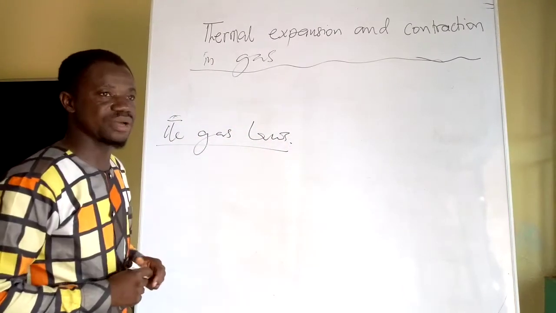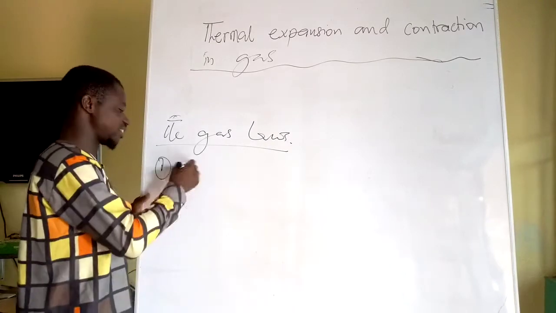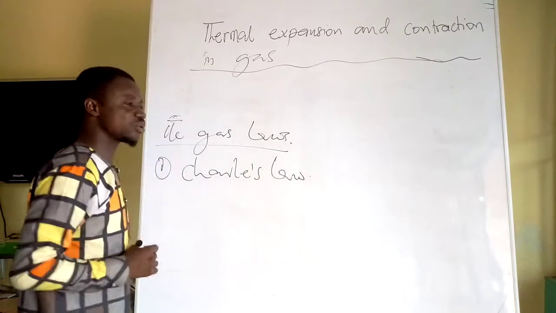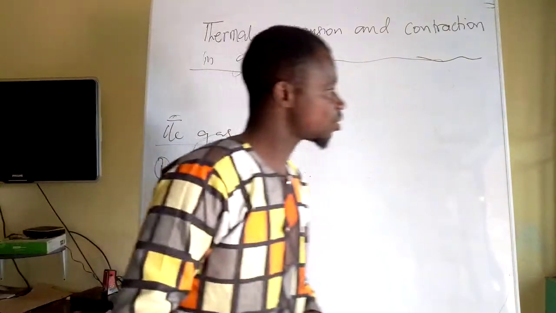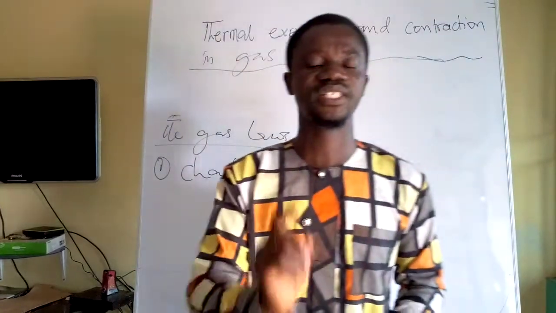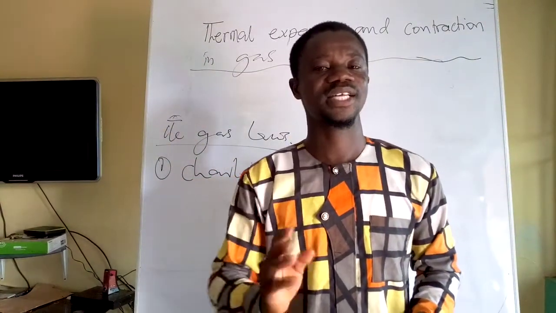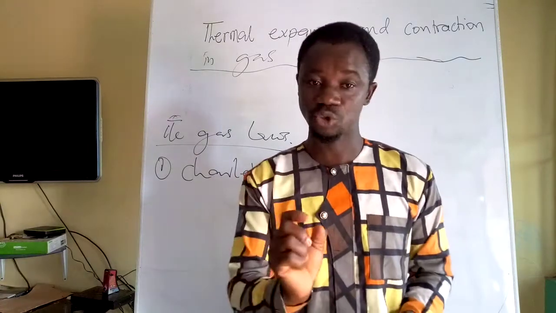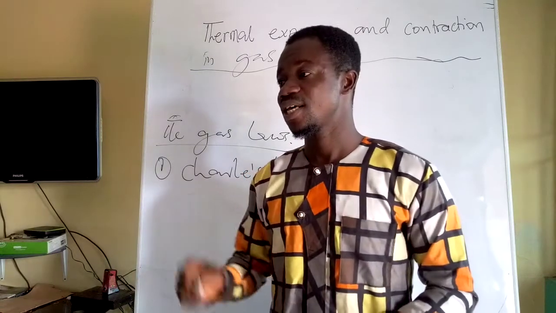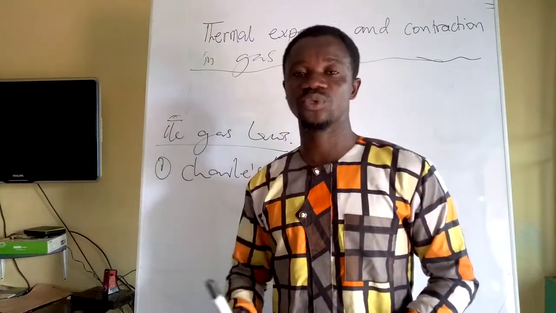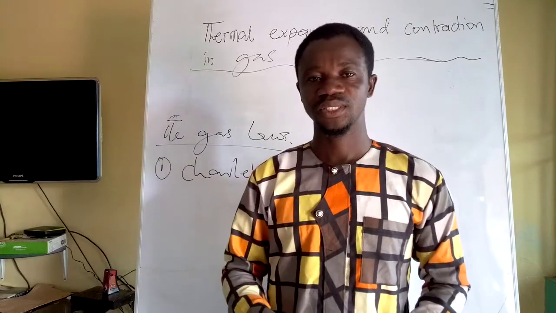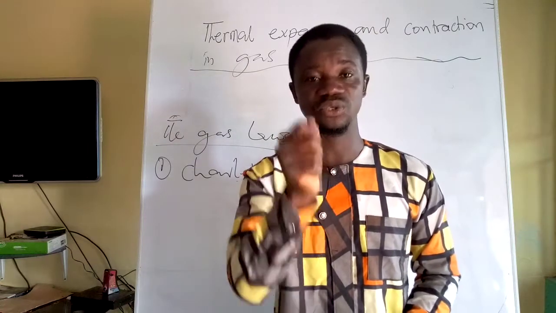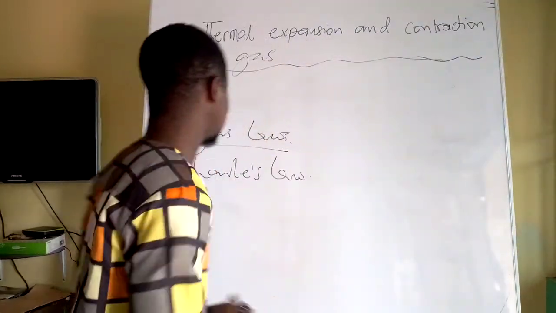The gas laws. Basically, we are going to look at 3 of them. 1, we have Charles law. Charles law states that the volume of a fixed mass of gas at constant pressure is directly proportional to the absolute temperature. Remember that in dealing with gases, the gas laws, and thermal expansion and contraction in gases, the temperature we use is absolute temperature, which is temperature measured in Kelvin. If you use temperature in degrees Celsius, your answer will be wrong. Take note of that.